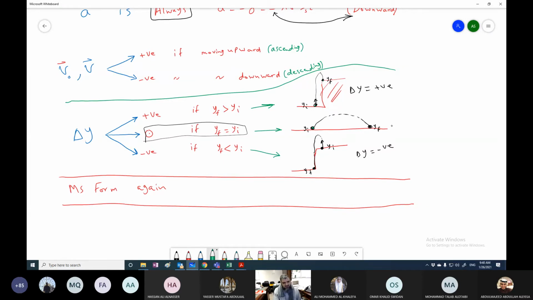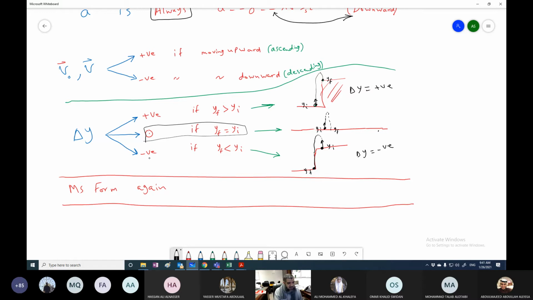You are on a level surface and you throw the object. Or we can draw it more clearly, because we are in chapter 2 and have not reached chapter 4 yet. In chapter 2 you throw the object like this. It goes up and it comes back here. So y initial is the same as y final, so delta y will be equal to 0.